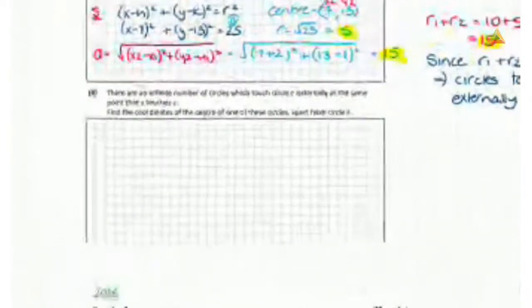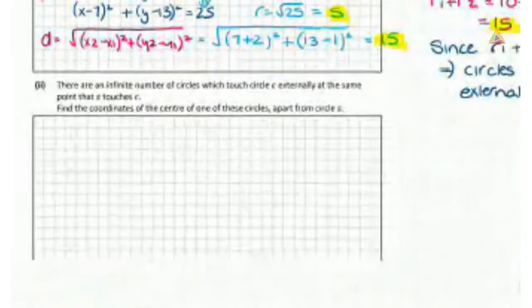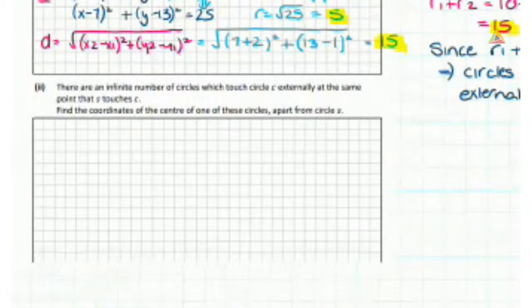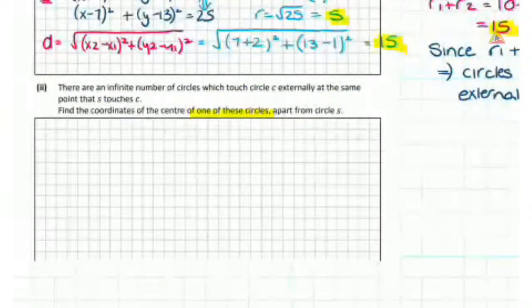So part 2 of B. There are an infinite number of circles which touch circle C externally at the same point that S touches it. Find the coordinates of the centre of one of these circles apart from the circle S. So you cannot use S obviously as your answer. And there's an infinite number of them. You're just looking for one. Okay, doesn't matter which one, they just want you to pick one.